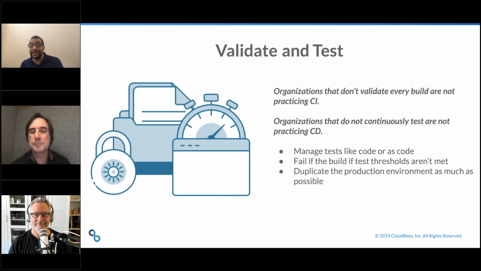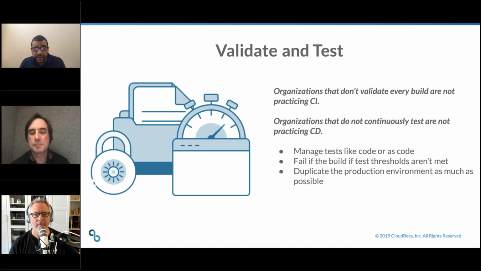Well, if you don't validate every build, you're just simply not practicing continuous integration. What you're doing is you have automated builds, right? But you're not continuously ensuring integration works unless you're validating it. If you're not continuously testing, if you don't have some level of automated testing, you're not practicing continuous delivery. You're not ensuring that your software is releasable with every change introduced because you haven't validated it works.